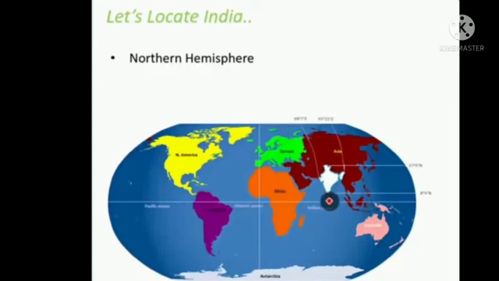Let's locate India now. India lies entirely in the northern hemisphere. It is above the equator, so it lies entirely in the northern hemisphere. And it is on the east side of the prime meridian, so it lies in the northeastern hemisphere.